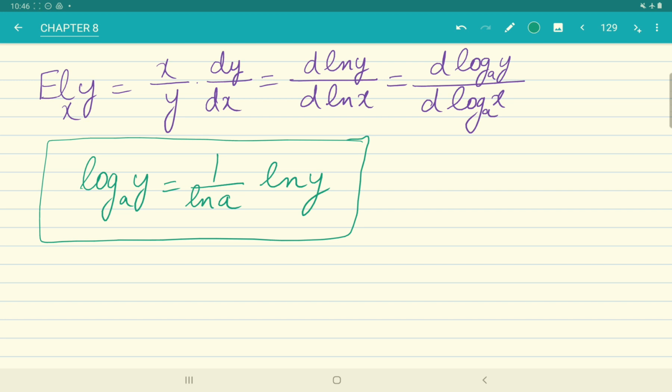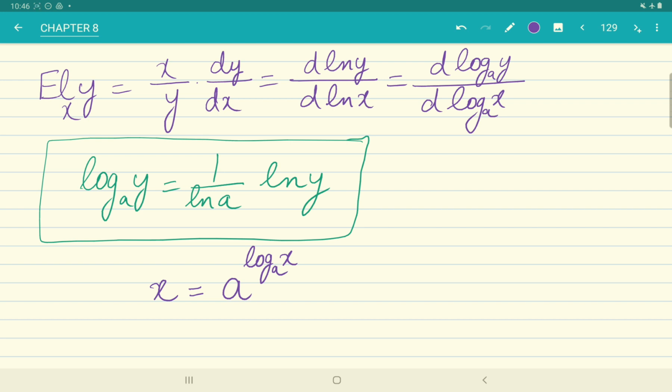Now in this case what I now do is I also take into account the fact that x can then be written as a raised to the power log x to the base a. So log x to the base a is nothing but the power to which a has to be raised in order to get x. And this again is a differentiable function of log x to the base a.